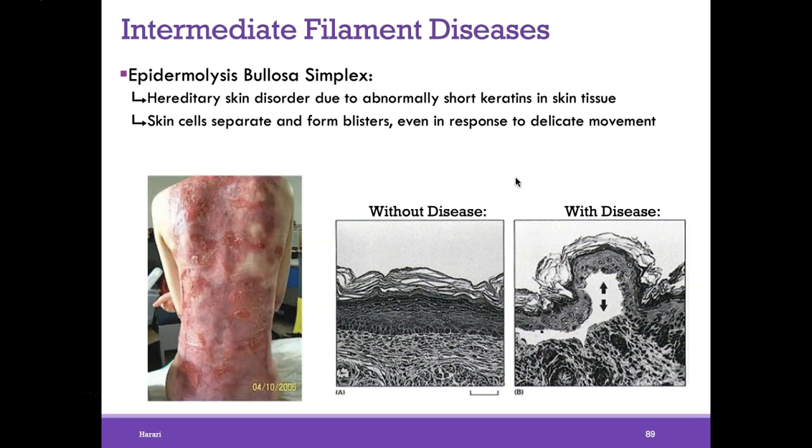And remember, keratins are intermediate filaments, and if they're too short, they won't be able to hold skin cells together. So if they can't hold skin cells together, that means that even in response to very delicate movement, the skin cells can separate and form blisters. So this is a blister, it's a space where these cells should be attached to each other. This can cause the rupturing and blisters. So it's a very painful disorder to have.